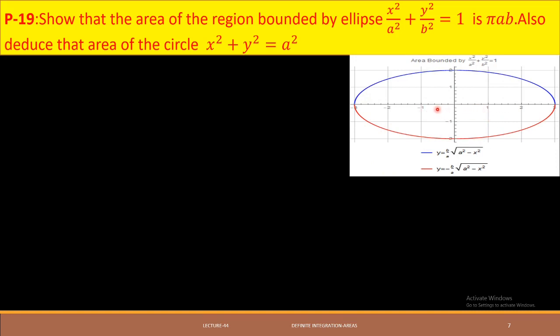Anyway, I have explained to you in the first lecture on elementary graphs regarding the ellipse x square by a square plus y square by b square. Here I am considering this ellipse.